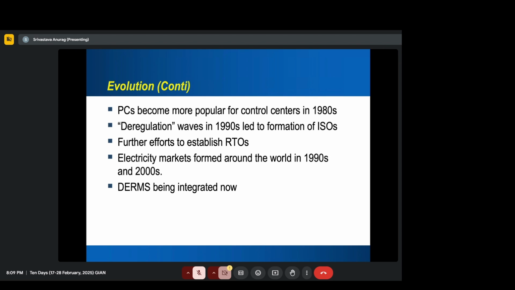Electricity market had changed the way we operate the control center. Like I said, that was in the 1990s and 2000s, and it is not everywhere. Electricity market does not exist in each and every region, but I would say almost 50%. And now DRMS, which is DR management system, is being integrated into the control room.